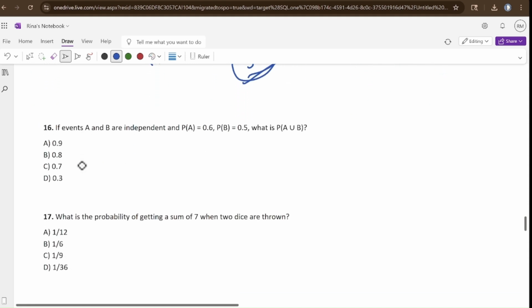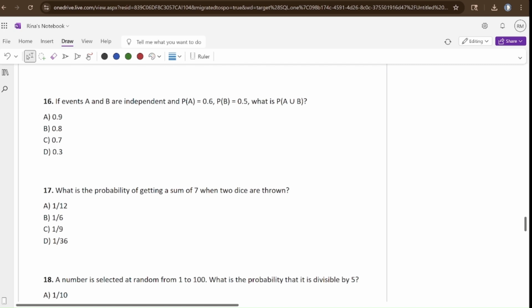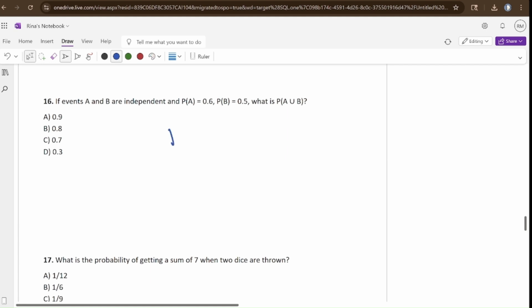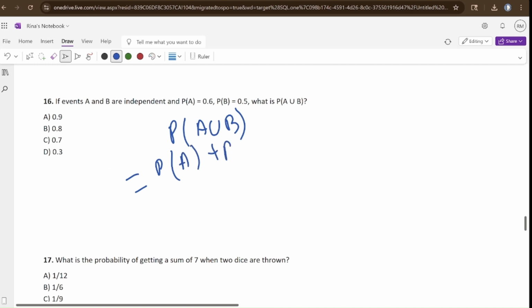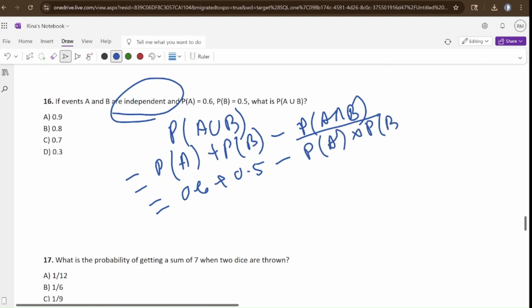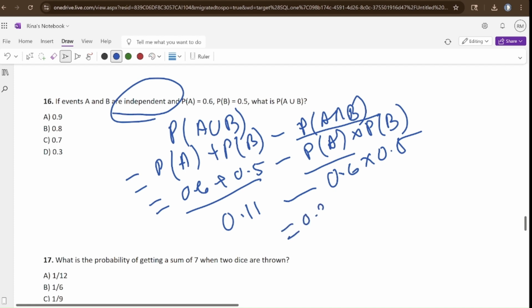Now, if events A and B are independent, then what is the value of P(A union B)? See, now you can do it. P(A union B) equals P(A) plus P(B) minus P(A intersection B), right? P(A) you know is 0.6, plus 0.5, minus P(A intersection B). You have said this is independent. When you say it is independent, that means P(A) times P(B) is the solution. So now here put 0.6 times 0.5. So you add them, 1.1 minus 0.3, so it will be approximately 0.8.